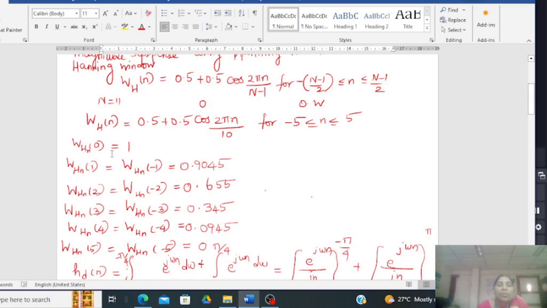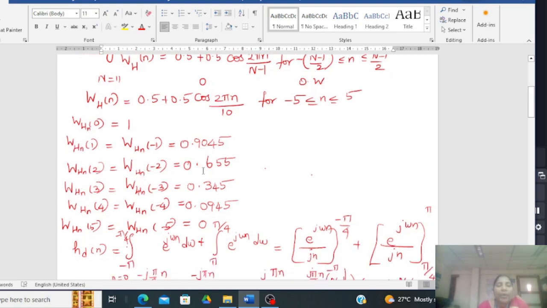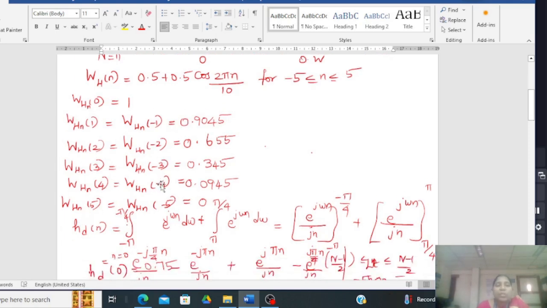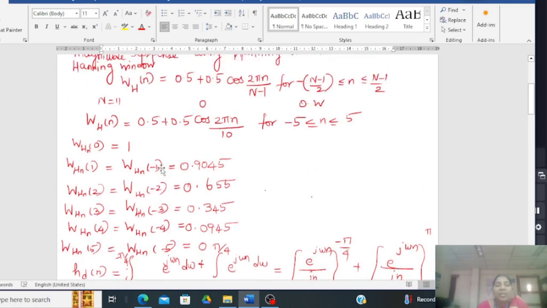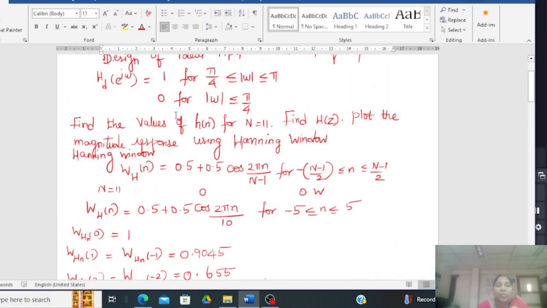So w_H of 0 equal to 1 and w_H of 1 is 0.9045, w_H of 2 is 0.655, w_H of 3 is 0.345, w_H of 4 is 0.0945, and w_H of 5 is 0. So after calculating these window functions, then we have to apply the inverse Fourier transform to this particular formula.